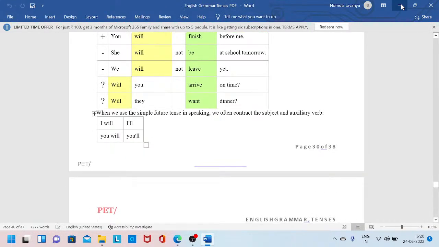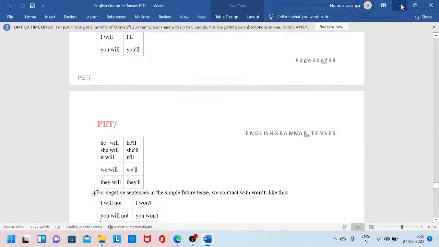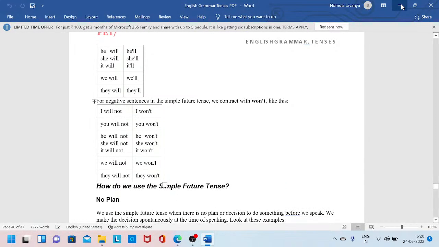And how do we speak in simple future tense? See, "I will" becomes "I'll", "you will" becomes "you'll", "we will" becomes "we'll", and "he will", "she will", "it will" likewise. Here I have shown my screen so that you can understand. For the negative sentences in the simple future tense, we contract with "won't". Like "I will not" becomes "I won't", "you will not" becomes "you won't". So see here it has become very simple.